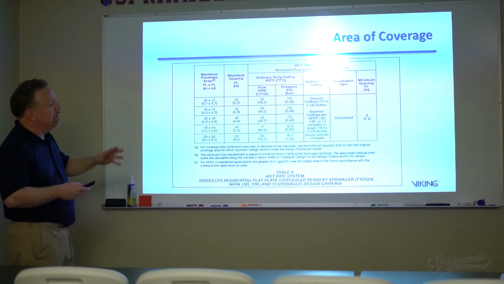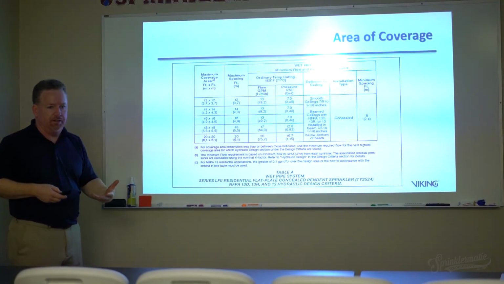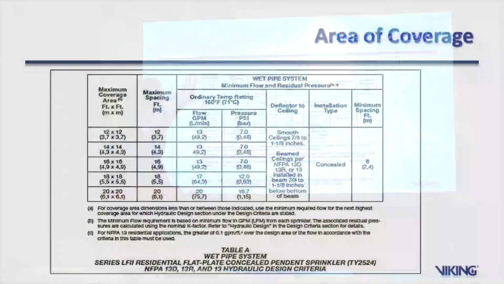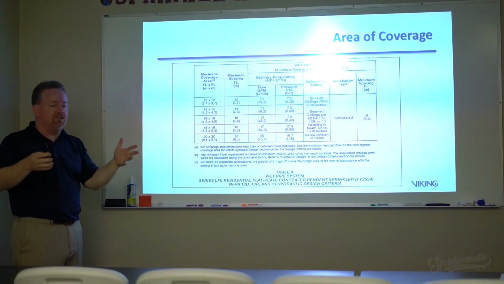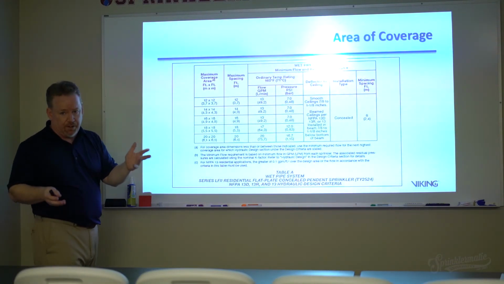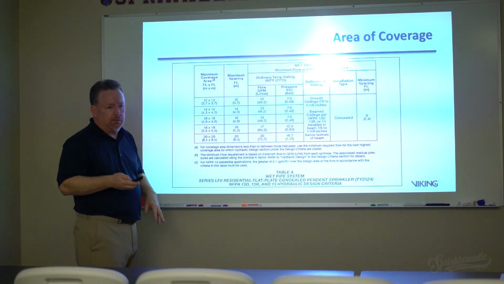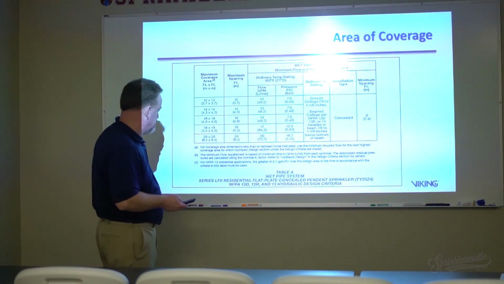Residential sprinklers, basically you'll not find anything specific on the residential sprinklers in the standard. Instead, you will go to the listing requirements for those sprinklers to get their maximum coverage area, maximum spacing, temperature ratings, deflector distance to the ceiling, installation type, minimum spacing and such. Because residential sprinklers vary so widely in their capabilities, you have to go to the individual specification sheet to get that particular information.